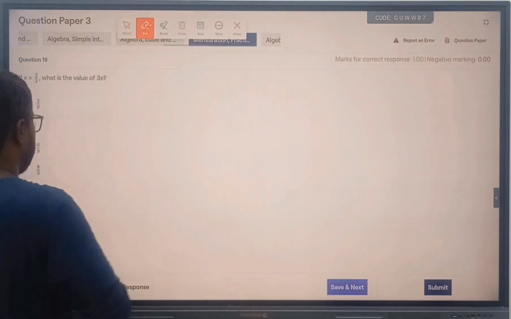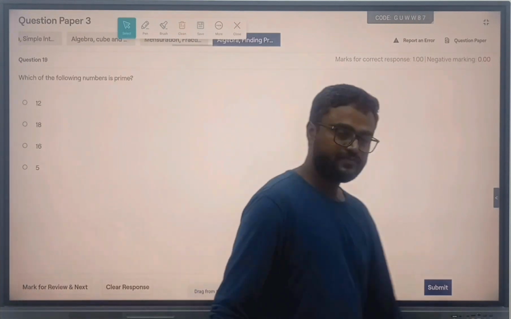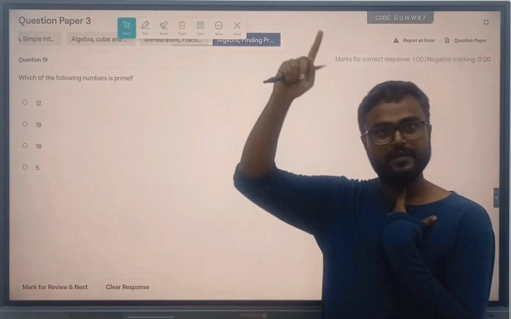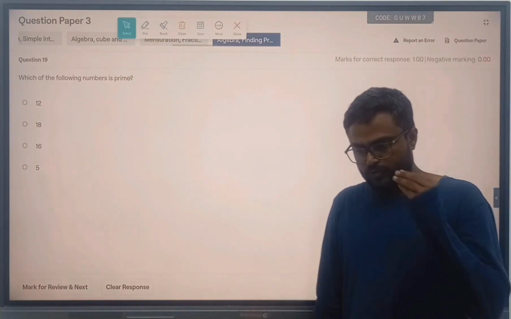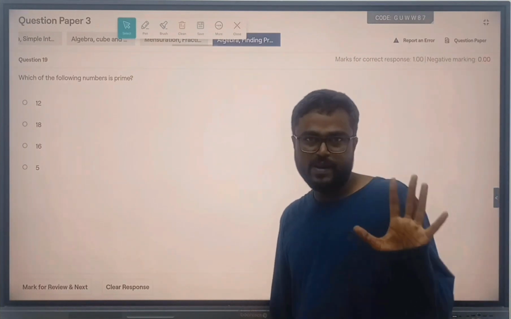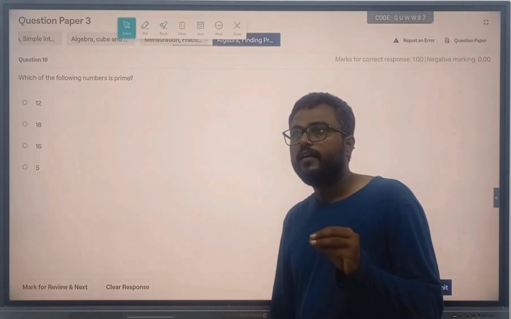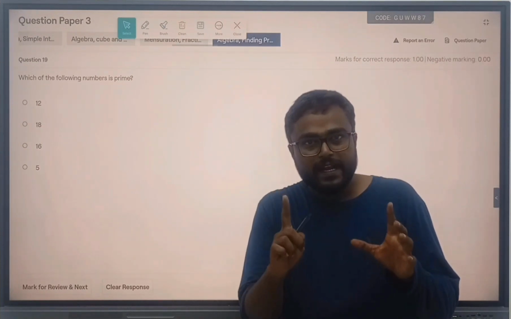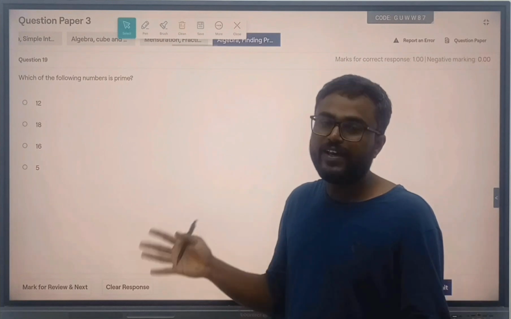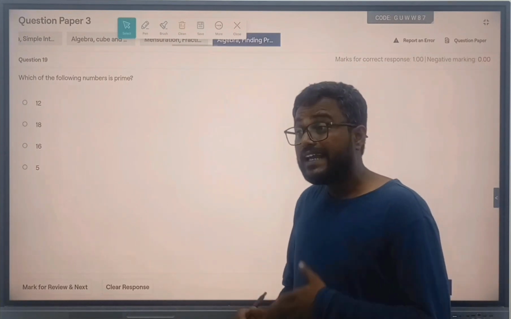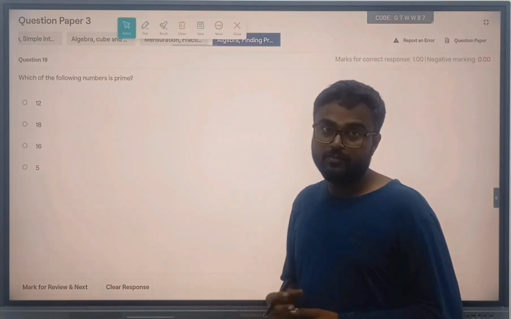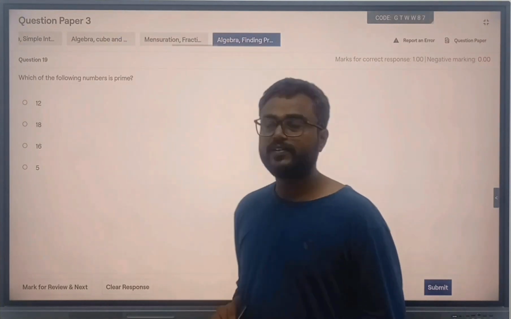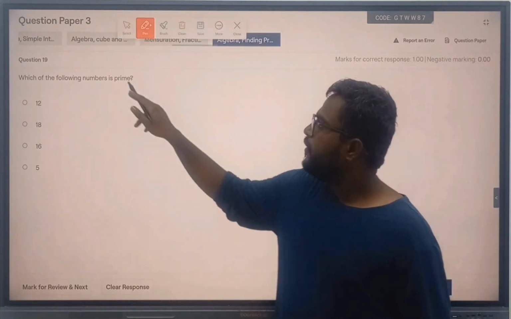The next question is on the screen. Which of the following is a prime number? Let me give you the basic definition of a prime number. A prime number is only divisible by 1 and itself, whereas composite numbers can be divisible by other numbers as well. Now, let me give you an example by taking the options themselves.